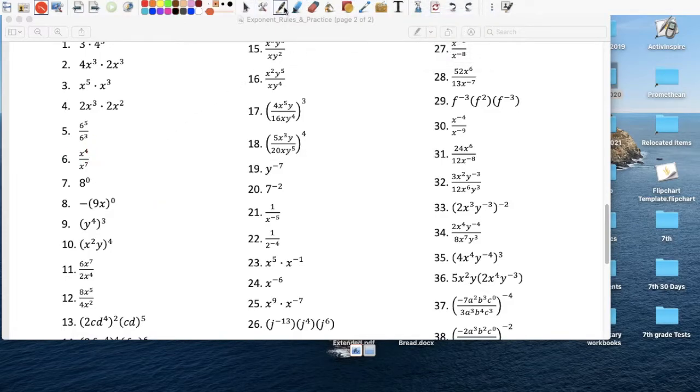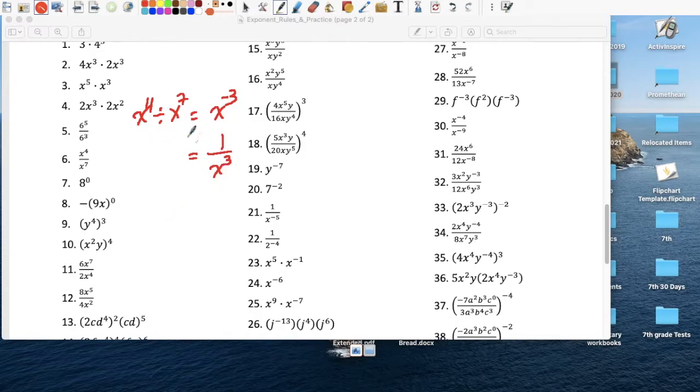x to the 4th over x to the 7th. Again, if you go by the quotient rule, this is what it means. When dividing where the bases are the same, we subtract the exponents, so that gives me -3. And if we apply the negative exponent rule, right, so to change that to a positive exponent, we're going to throw that to the denominator. Negative exponent becomes +3. So my answer is 1 over x cubed.